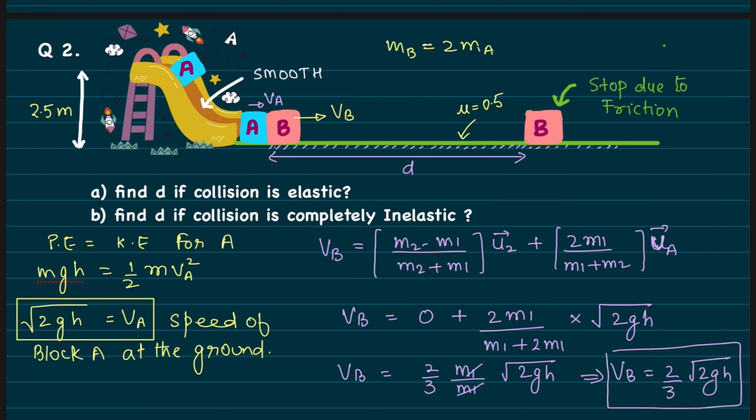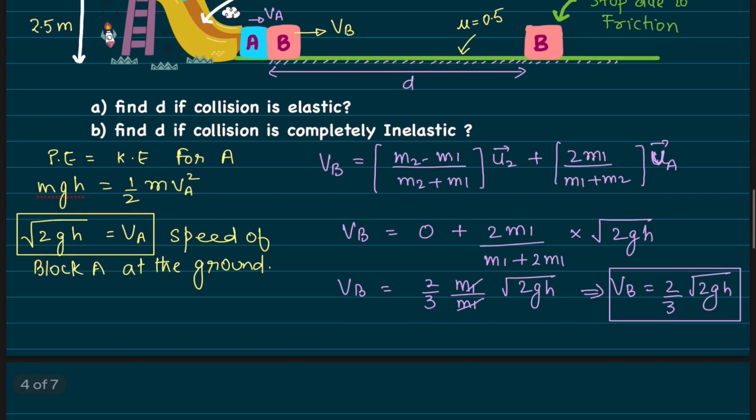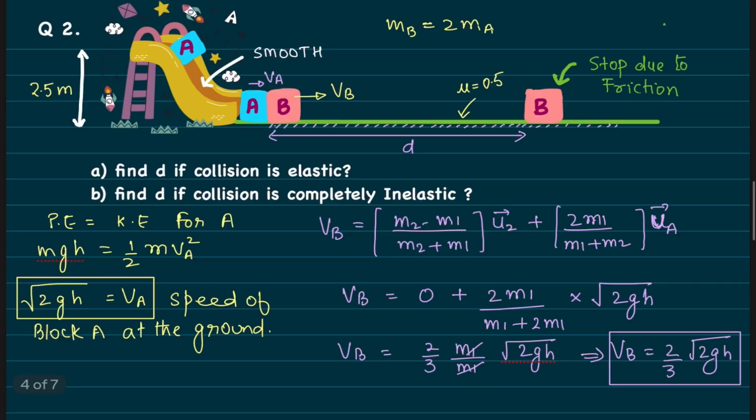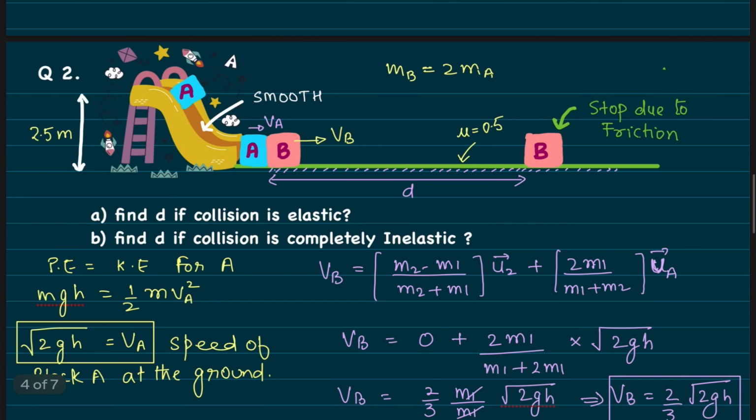All right. So this is one of the terms we need to solve this question. Now we have calculated the speed of B with which it will start moving. So it means it will gain the kinetic energy, but after covering some distance d, finally it stops. So its final kinetic energy will be 0. So we can write here the final kinetic energy is equal to 0.